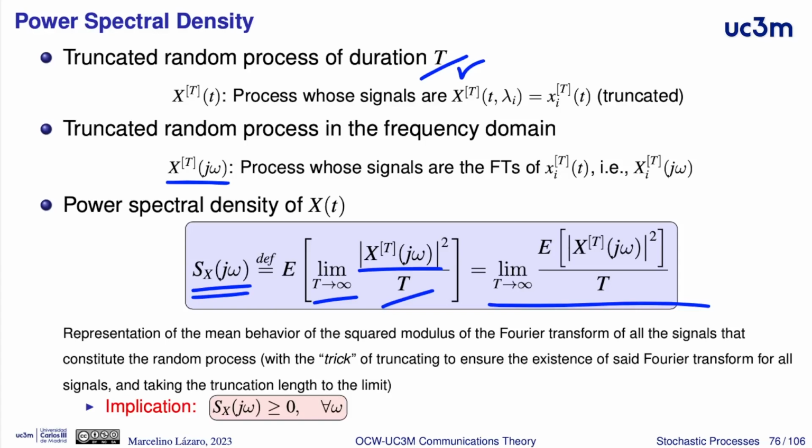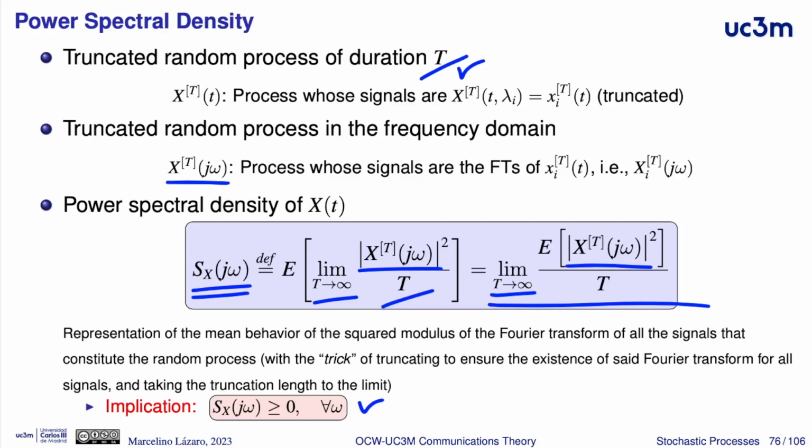The ratio between the mathematical expectation of the square modulus of the Fourier transform of the truncated process divided by T when T goes to infinity. From this definition, taking into account that here we have a square modulus of a frequency response, we have a very simple implication. A power spectral density is a non-negative function.